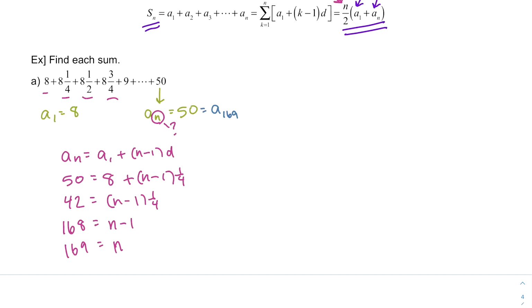So now I can write out that I'm finding the sum of the first 169 terms. So that'll be 169 over 2 times the first term, 8, plus the last term, which is 50. Okay, I'm going to type this into my calculator. 169 divided by 2 times 8 plus 50. So the sum is 4,901.